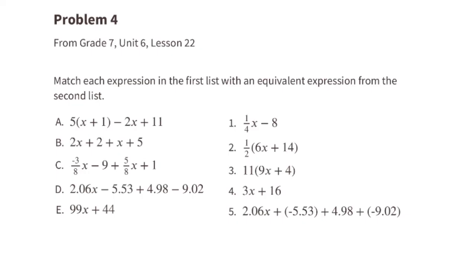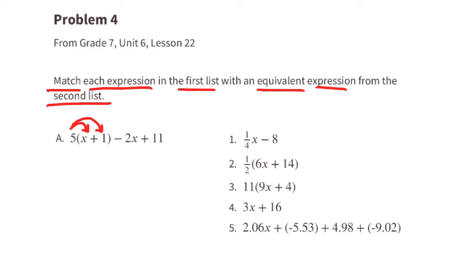Problem number 4 from 7th grade, Unit 6, Lesson 22. Match each expression in the first list with an equivalent expression from the second list. A. 5 times x plus 5 times 1. That's 5x plus 5. And negative 2x plus 11x. Collect like terms. 5x minus 2x. That's 3x. And positive 5 plus 11. That's positive 16. 3x plus 16. Expression A is equivalent to expression 4.